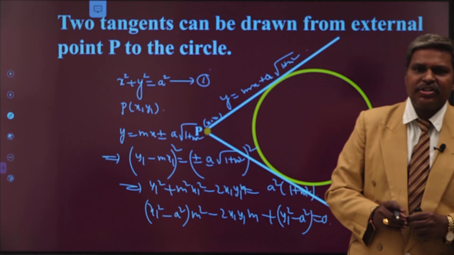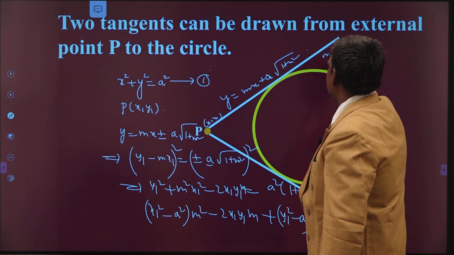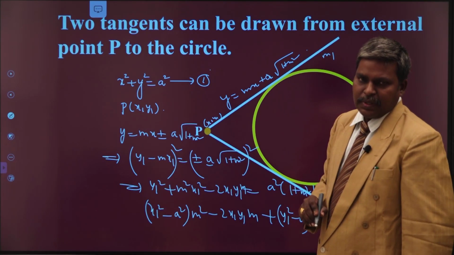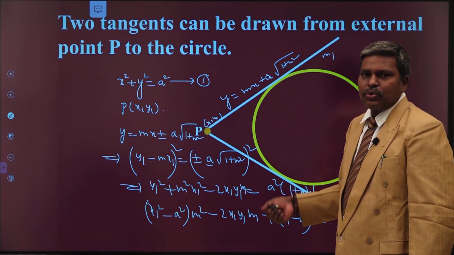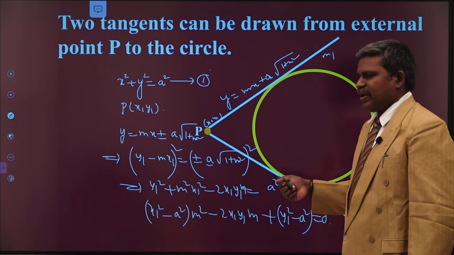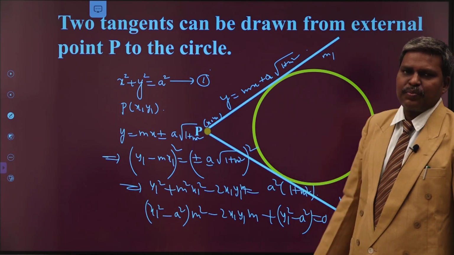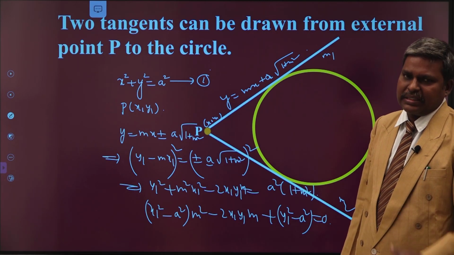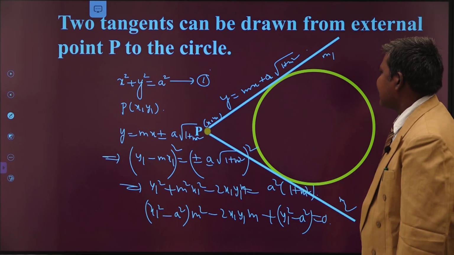How many roots does it have? 2 roots. What are the roots? These roots represent the slopes of tangents drawn from x1 comma y1 to the circle. You may ask, it has 2 roots, but what is the guarantee that the 2 roots are real and distinct? Then go for its discriminant. Once its discriminant is positive, you conclude that exactly 2 tangents can be drawn from the point to the circle. It is not possible to draw 3, 4, 5 like that. Exactly 2 tangents can be drawn from the external point to the circle.